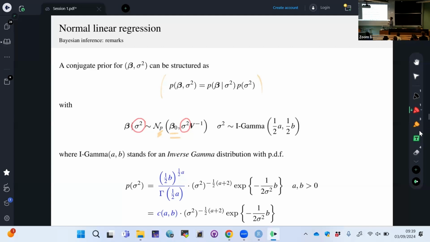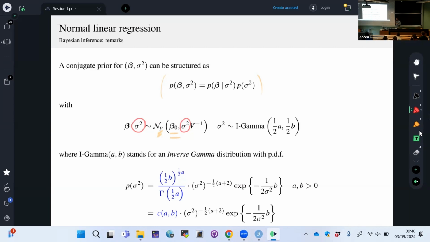What about sigma squared? Sigma squared must be positive, so we can assign to sigma squared a gamma or even an inverse gamma prior with parameters that you can call A and B, or just to ease the notation in the posterior distribution, I will parameterize it as 1/2 A, 1/2 B. But you can call them whatever you like. You still achieve conjugacy.